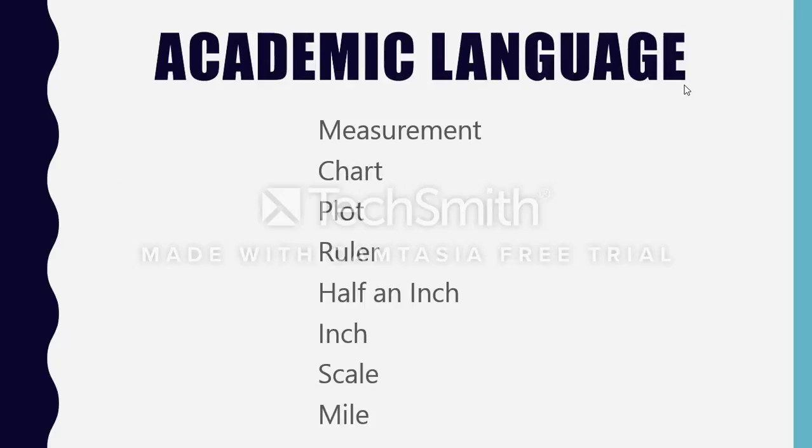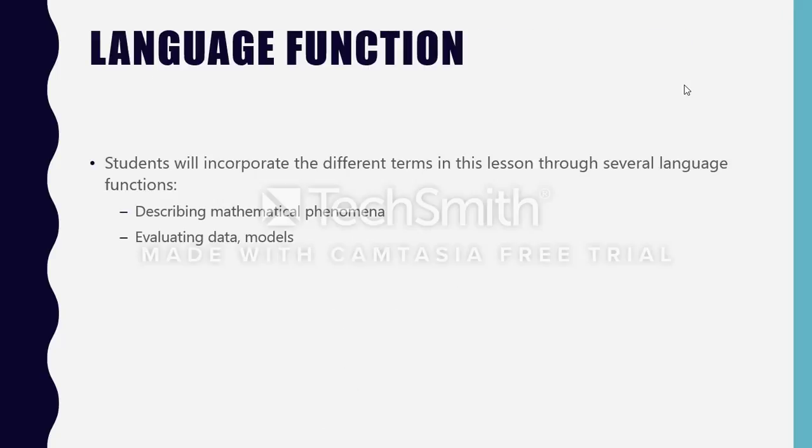The academic language students will be learning in this lesson are measurement, chart, plot, ruler, half an inch, scale, and mile. In this lesson, the students will incorporate the different terms through several language functions. These are describing mathematical phenomena, which they will do when they measure the distances on the map, and evaluating data in models by analyzing the data that they collected from measuring on the maps and eventually putting them into the line plot and comparing and contrasting the data they received by looking at the line plot.